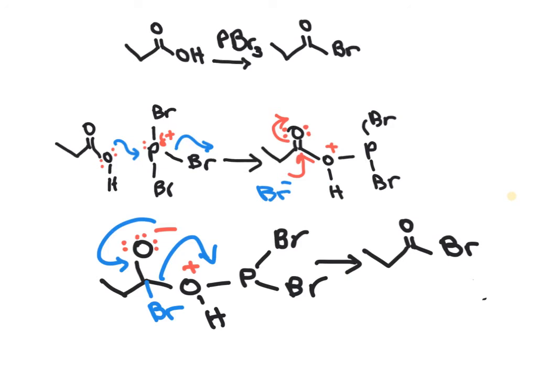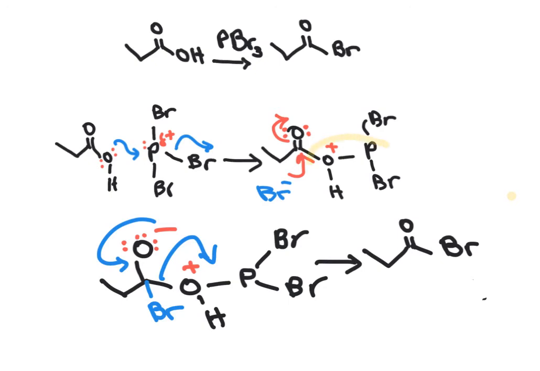Let me remind you that phosphorus is always very attracted to oxygen, or the opposite. So what we'll see is that, similar to the activation in biomolecules by using molecules of ATP, we can actually make an OH a better leaving group when it is bonded to the phosphorus of PBr3.